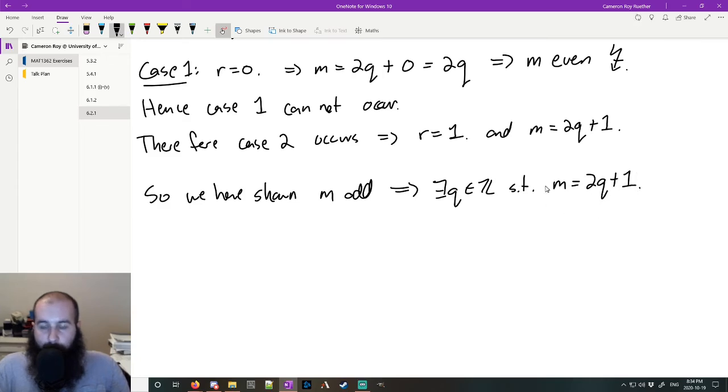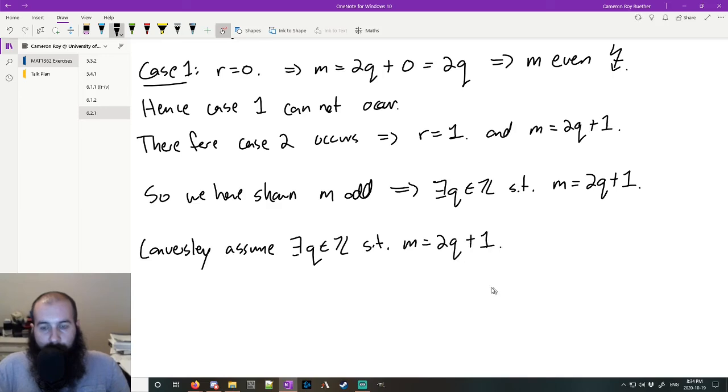We were asked to prove an if and only if statement, so we need to now assume this right-hand side and prove that m is odd. So conversely, assume that there exists a q such that m is equal to 2q plus 1, and we would like to conclude that m is not even. Towards a contradiction, assume m is even.